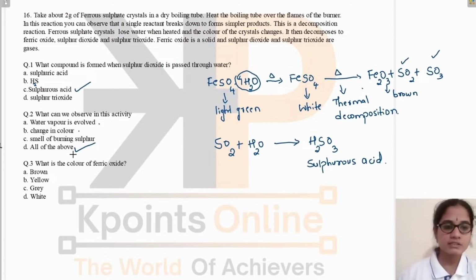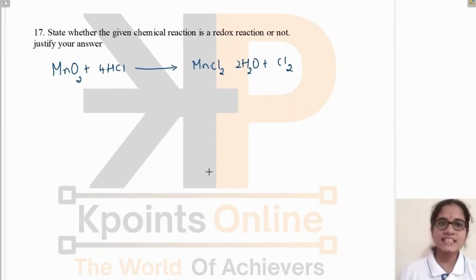Okay. Next, the question is, what is the color of ferric oxide? Yes, the color of ferric oxide is brown. So our answer is A. Okay. Our next question is, state whether the given chemical reaction is a redox reaction or not. Justify your answer. It is a 2-mark question.